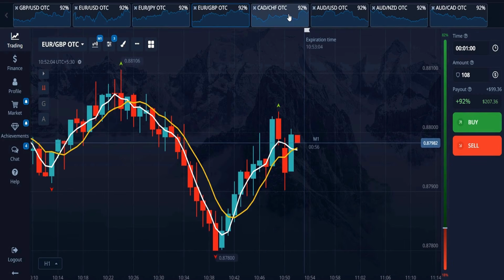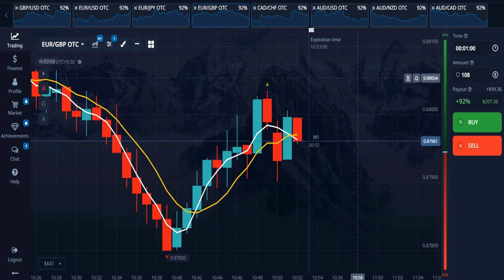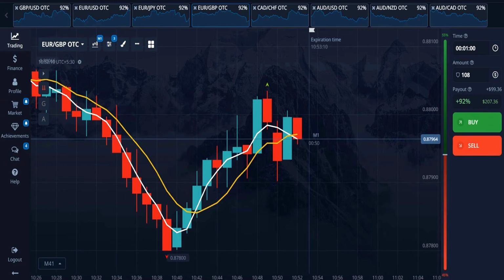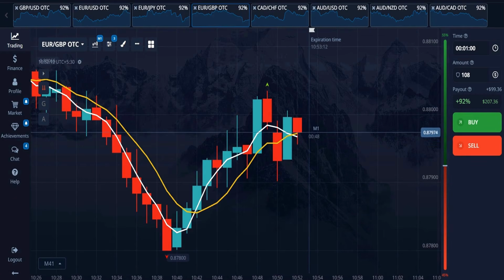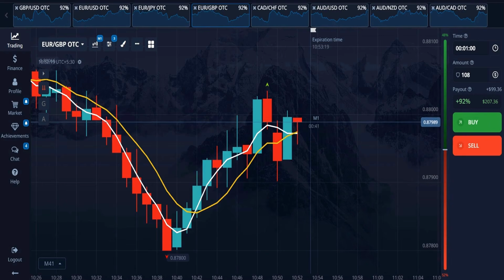Today, we're diving into a super simple yet highly effective 1-minute Pocket Option trading strategy. This is perfect for beginners and combines the crossover of two simple moving averages with confirmation from the Fractal Indicator to filter out false signals. I'll explain all the indicator settings later, so stick around until the end to fully understand how this strategy works.